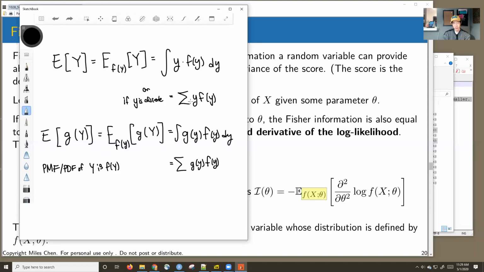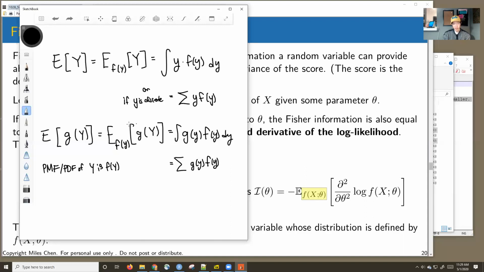Or if y is discrete, then you take each outcome y, multiply it by the probability of y, and then sum them up. So that's the expected value of y itself. You can also take the expected value of some function of y, g of y. Again, the random variable y has the PDF or PMF f of y.